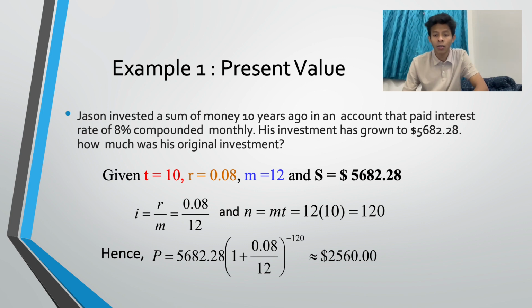So i equal to R over m. R is 0.08 over m. m is 12, and n is equal to mt, which is 12 times 10 equal to 120. So P is 5682.28 times (1 + 0.08/12) to the power of negative 120. So the answer is 2560.